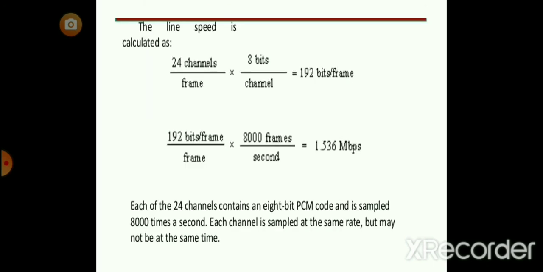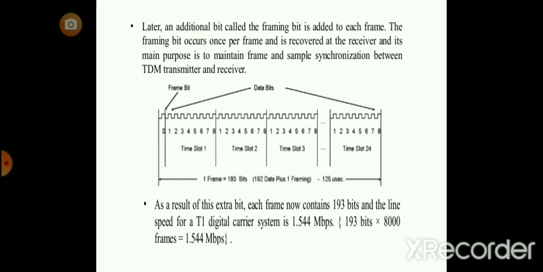The line speed is calculated: 24 channels per frame into 8 bits per channel equals 192 bits per frame. 192 bits per frame into 8000 frames per second equals 1.536 Mbps. Each of the 24 channels contains an 8-bit PCM code and is sampled 8000 times a second. Each channel is sampled at the same rate but may not be at the same time.